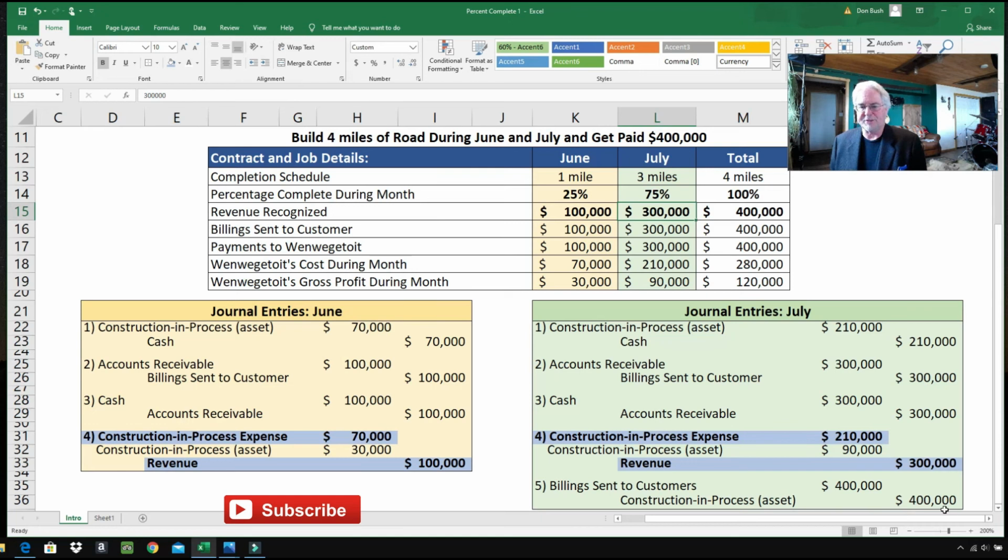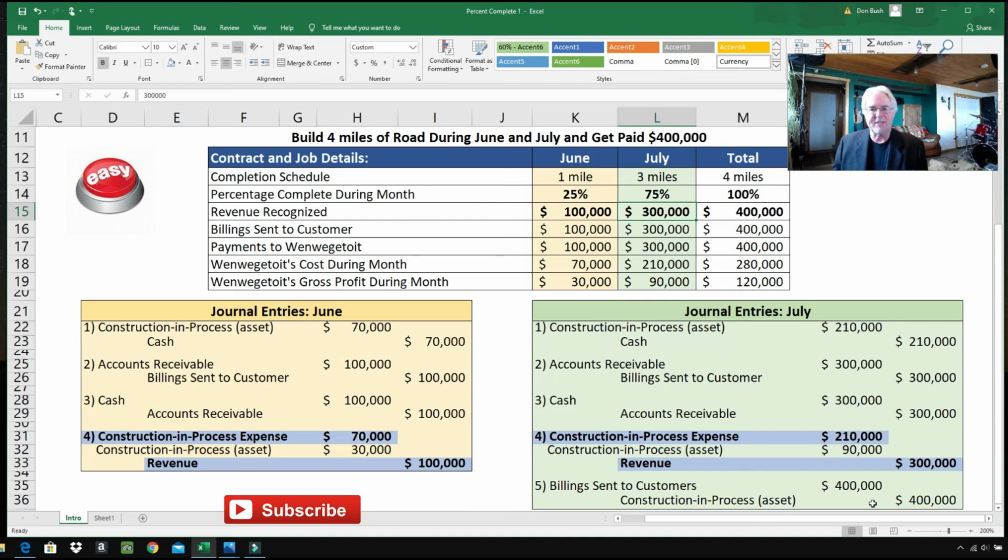All this is doing here, this fifth entry, is closing out the accounts. We're done with this project. The project is finished and we've been paid for it, and we're moving on to another project. So this project has to be closed out, and that fifth entry gets the job done of closing it out. So there you go, folks. So that is just a brief little summary of what's going on with this percentage of completion method.